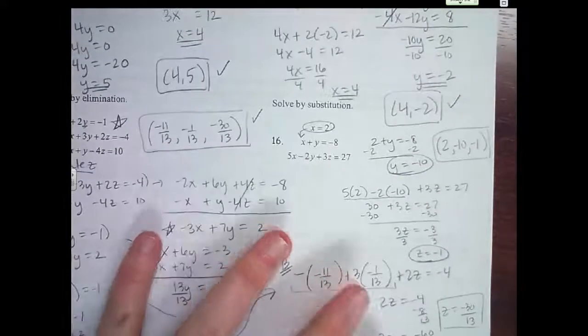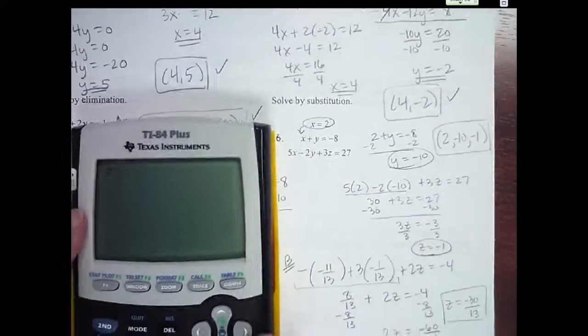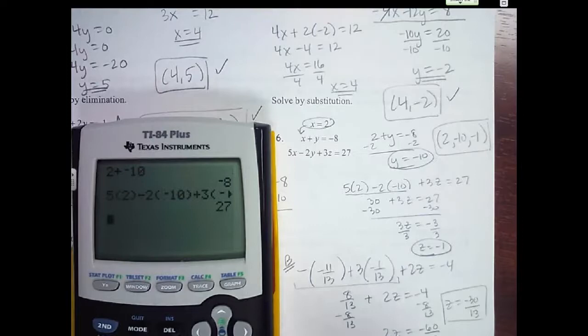Okay, let's double check that. So I don't have to check the first one. The second one is just x plus y. So 2 plus negative 10 is negative 8. And then the third one, 5 times 2 minus 2 times negative 10 plus 3 times negative 1 equals 27. So that works. Okay, last page, word problems.